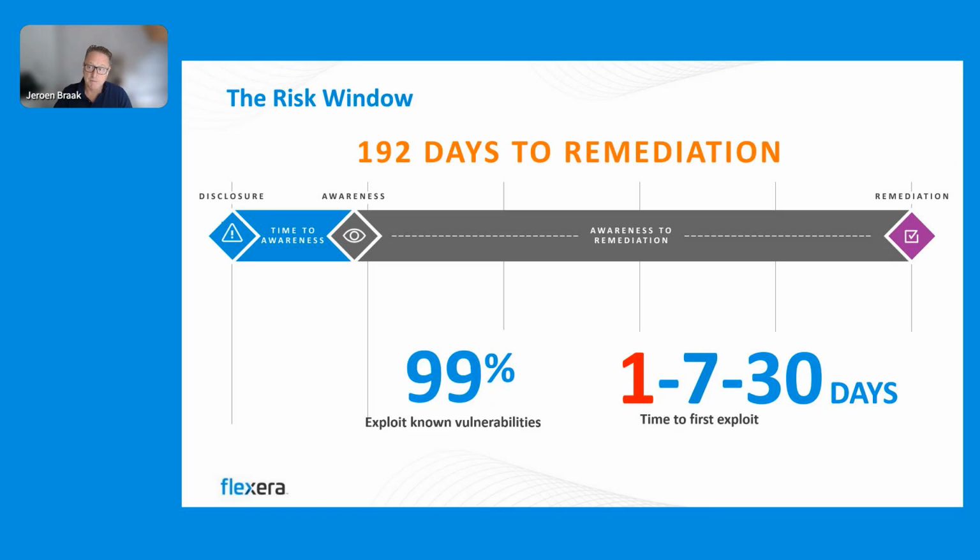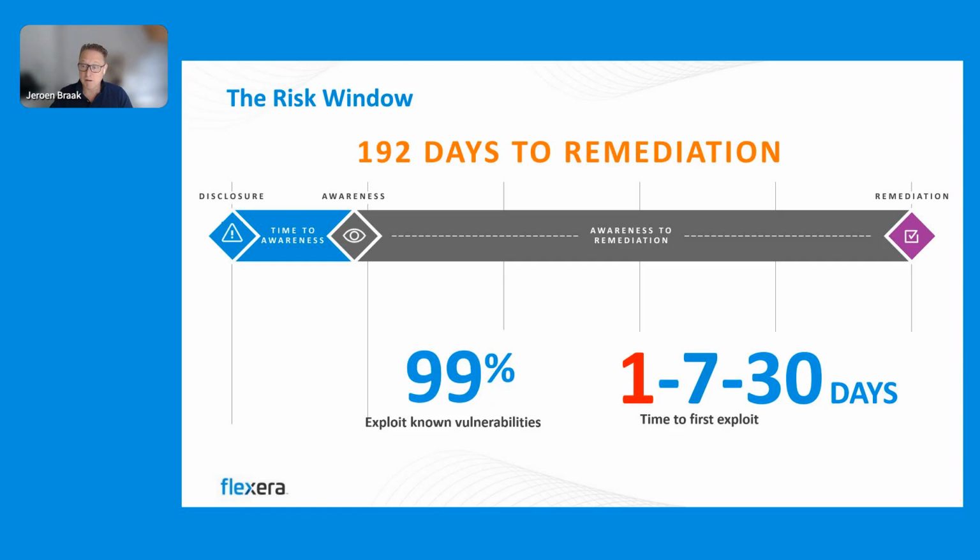In some cases, it can take a long time. But the time to the first exploit has decreased from 30 days to 1 day, even less than a day, because of all the things that are going on in the world. We got conflicts, we got AI rising, and that doesn't work in our favor. So we need to be faster. We need to shrink that risk window, because it still takes about on average 192 days to remediation.